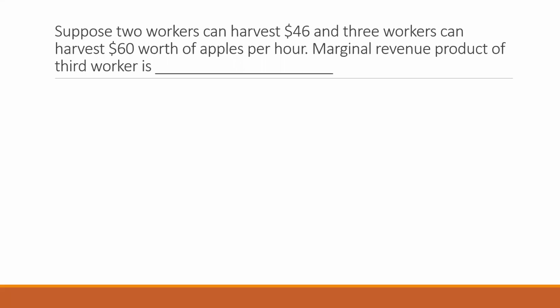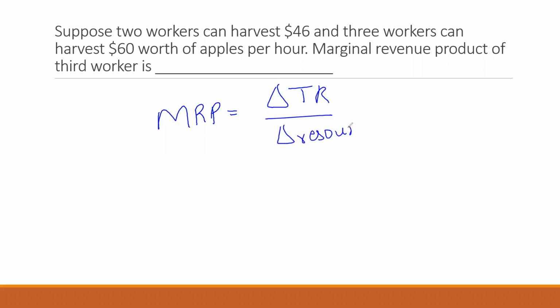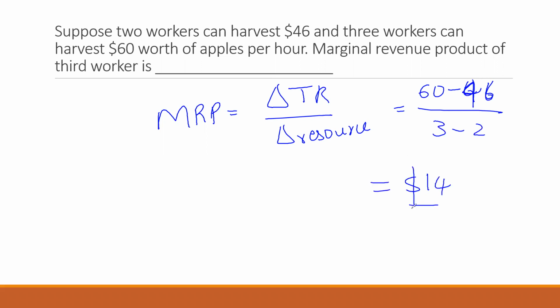Now let's see a simple example. If two workers can harvest $46 worth of apples and three workers can harvest $60 worth of apples, what is the marginal revenue product of the third worker in this case? To calculate this, we simply take MRP, which is change in total revenue over change in the resource. Total revenue is changing from $46 to $60, so we write 60 minus 46. The number of workers is changing from 2 to 3, so 3 minus 2. From the third worker, the additional revenue here is $14.